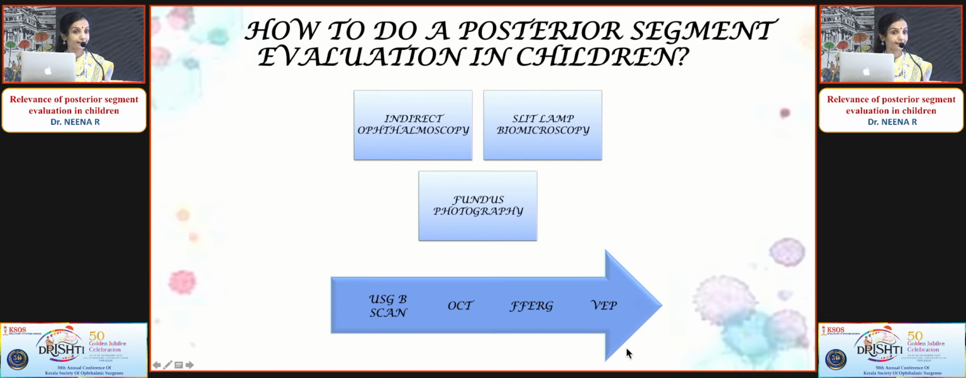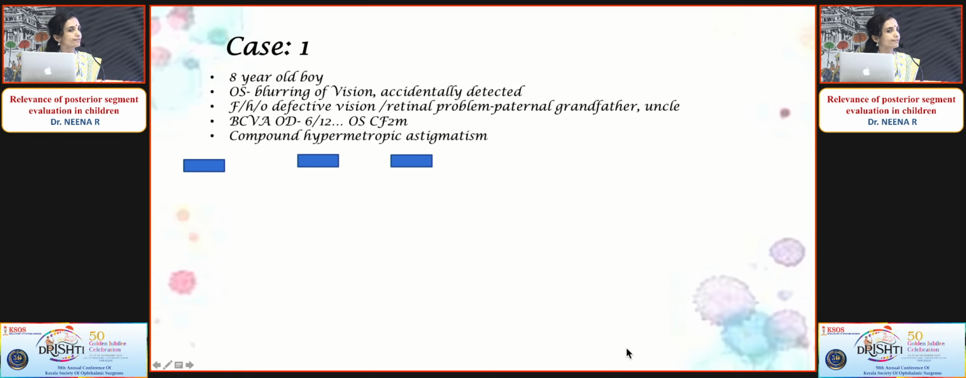Fundus photography definitely helps, especially with the advent of Optos. You actually get an entire peripheral view of the retina and you may pick up lesions which you have missed. In children in which there is hazy media or not a good view of the fundus, definitely you must do an ultrasonography B scan to document the posterior segment. And with the help of OCT, we can actually know more about the pathology. And in suspected cases of unexplained vision loss, definitely you have the electrophysiological tests of electroretinogram and VEP to your aid. So let's look at some illustrative case scenarios.